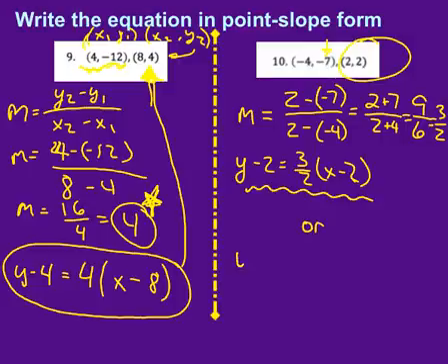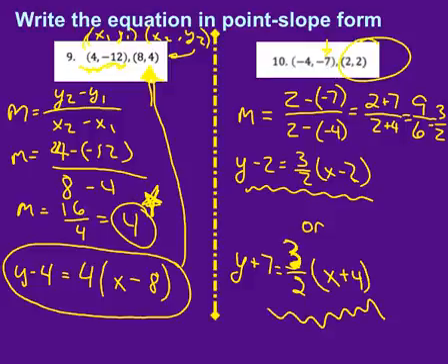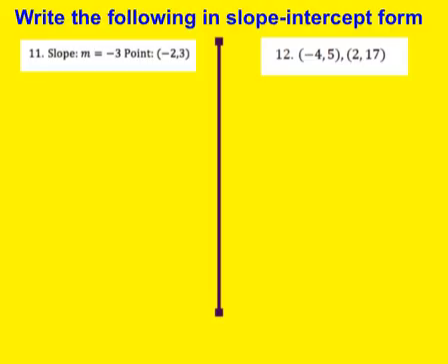Or I could have done the other one with the negatives, which changes these to pluses. y plus 7 equals 3 halves, this is a 3, over x plus 4. So those are the two possible answers here. If you have any questions about that, come and see me. So there's two for all of them. And then 11 and 12, this looks more like your test.